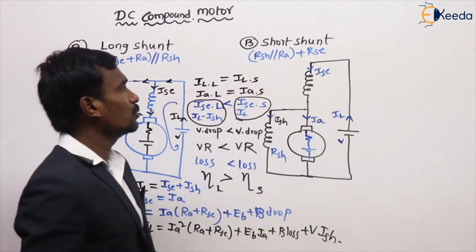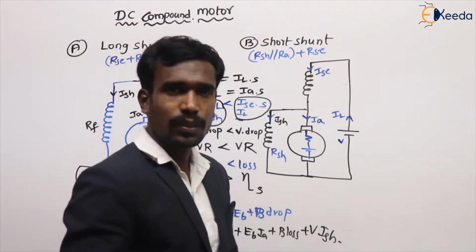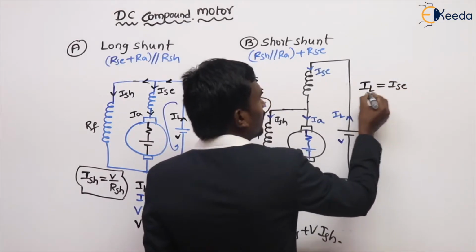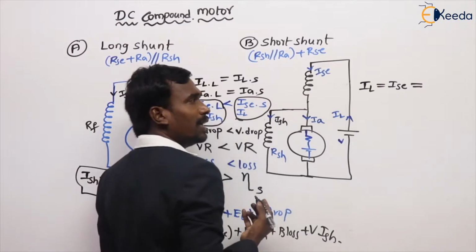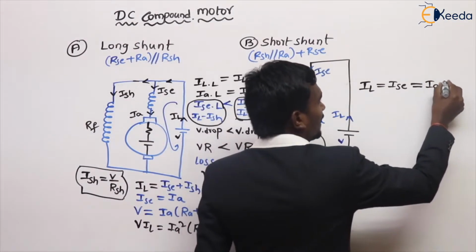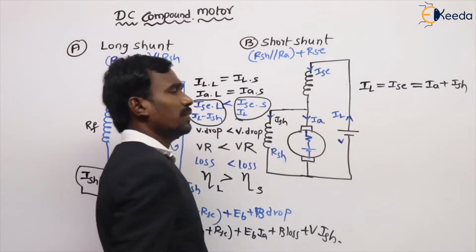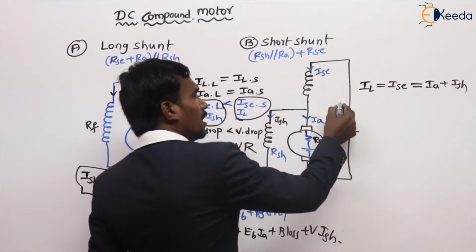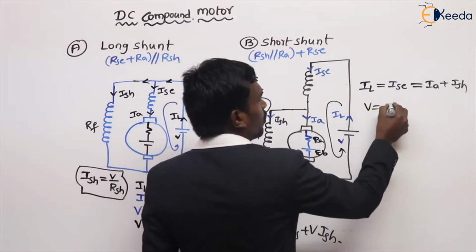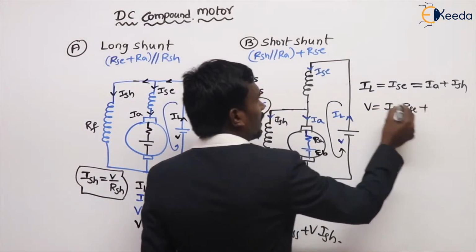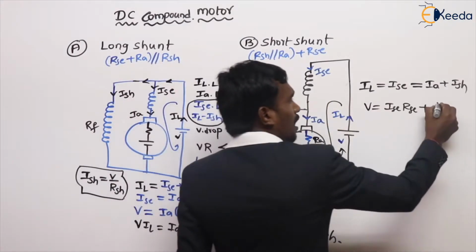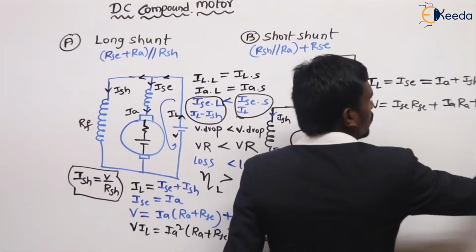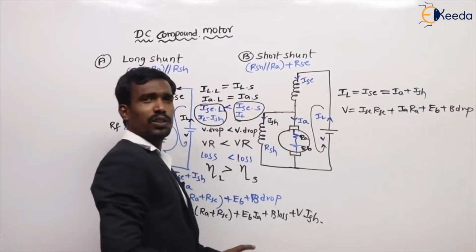Right. Coming to short shunt motor. What is the current equation? IL is equal to ISE. This ISE is divided into two parts, IA plus ISH. Of course, this is armature resistance and back EMF. What is the voltage equation? V is equal to ISE RSE plus, because ISE is different from IA, IA RA plus EB plus brush drop. This is simply the voltage equation.